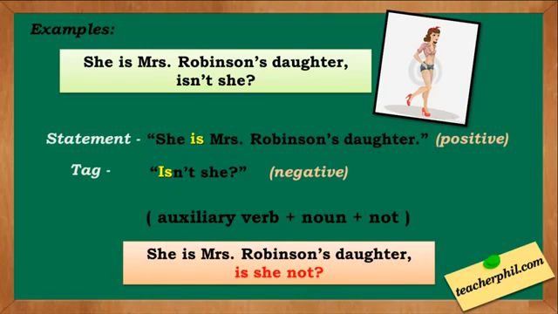Example, she is Mrs. Robinson's daughter. Is she not? If you've noticed, the auxiliary verb is comes first, followed by the noun she and not.